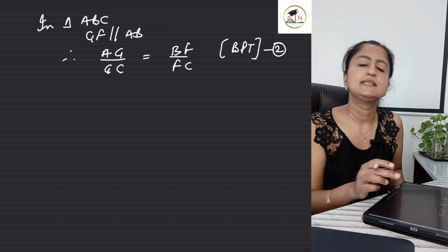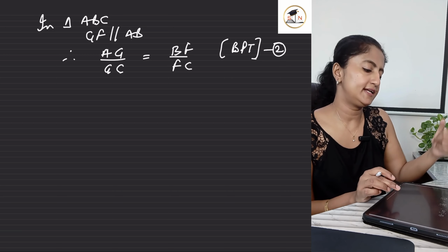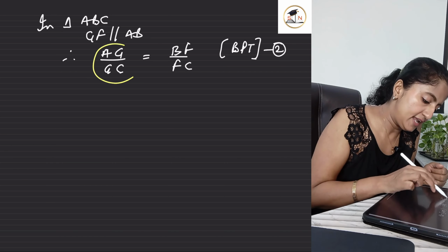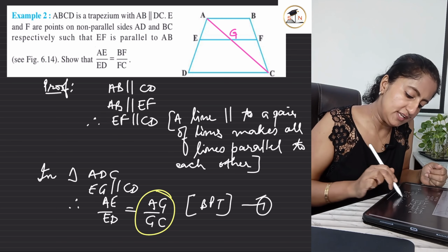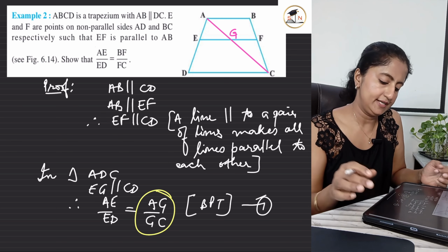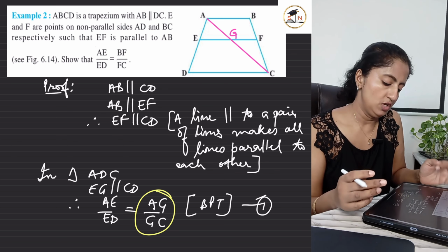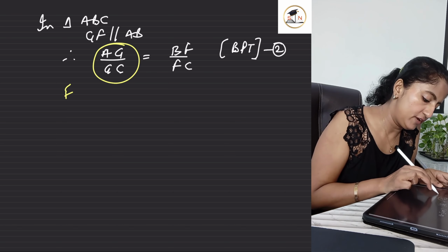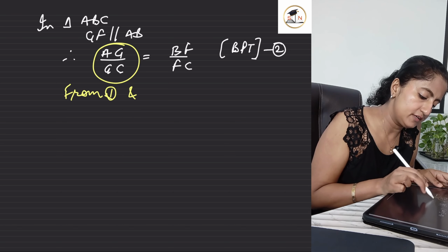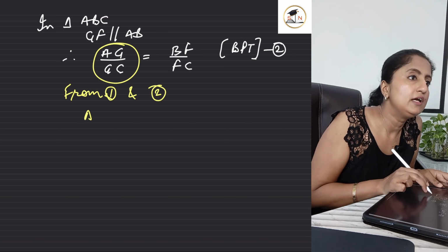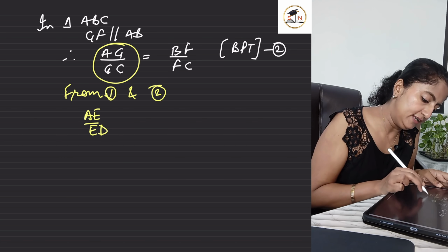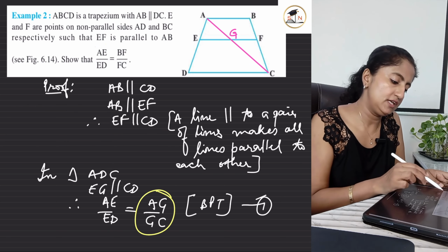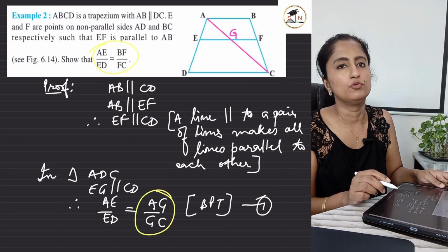I have marked it as second. Why have I marked this as second and the previous one as first? Because if you compare, we see that AG over GC is present in both the ratios. So when we are comparing 1 and 2, from 1 and 2 we get AE over ED equals BF over FC. And if you see, this is what we were supposed to prove, right?